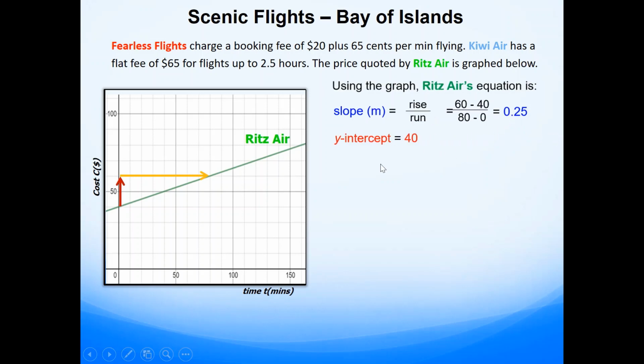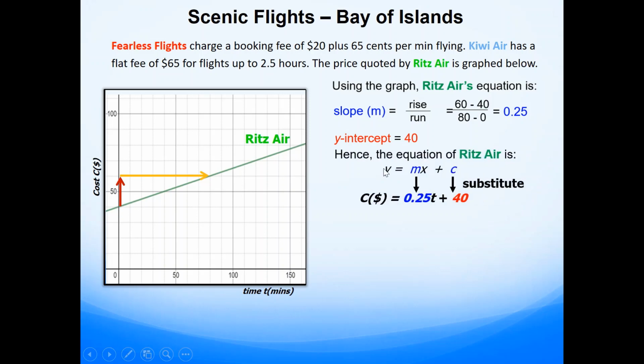And then we can read off the y-intercept. The y-intercept value is 40. So putting these together in the slope-intercept form, the general equation for a straight line, please do make sure that you substitute the gradient and the y-intercept in the right spot. The gradient is 0.25, and the y-axis is cost. So cost is equal to 0.25 times the time in minutes plus 40, which is the y-intercept value. So this is the equation that models the quotation given by Ritz Air.